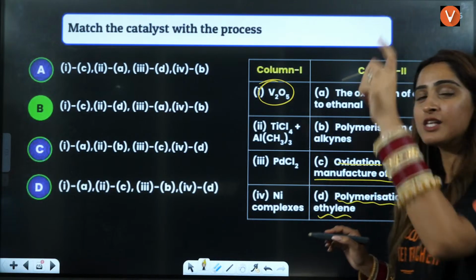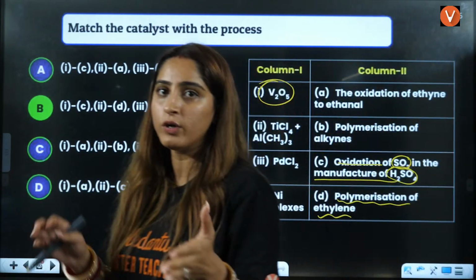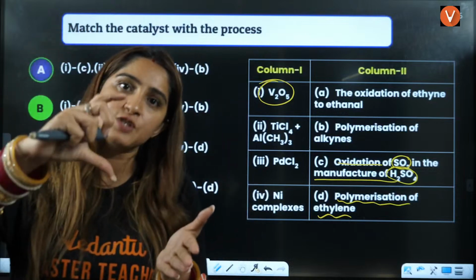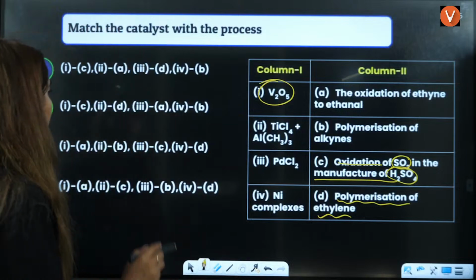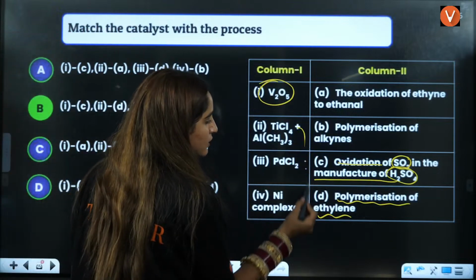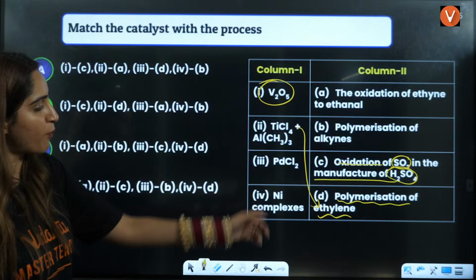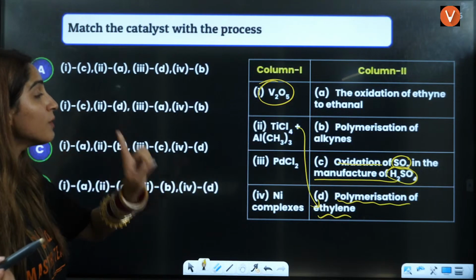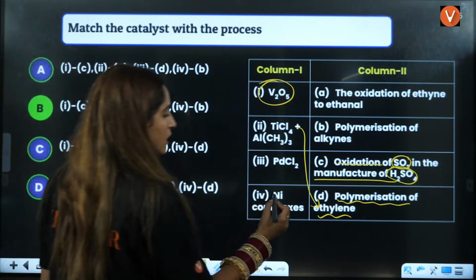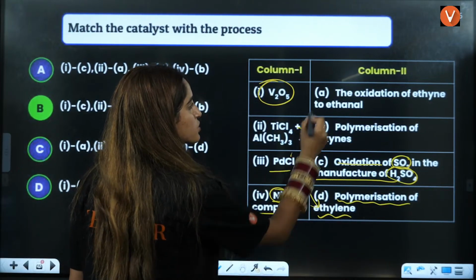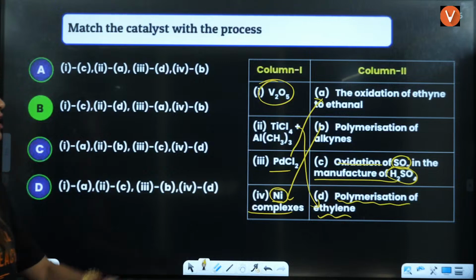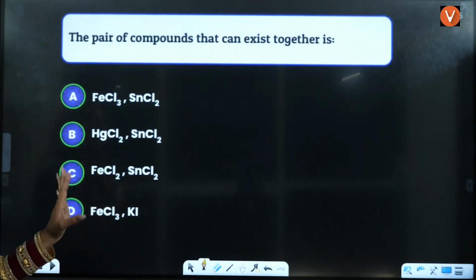This is the last paragraph of coordination compounds in your NCERT. In the last paragraph, this whole thing is given. Okay. So you see this. Second, the Ziegler-Natta catalyst is used in the polymerization of ethylene. For polymerization of alkynes, if you see, nickel complexes are used. PdCl2 is used in the oxidation of ethyne to ethanol. Okay. So that is the application given directly in your NCERT.